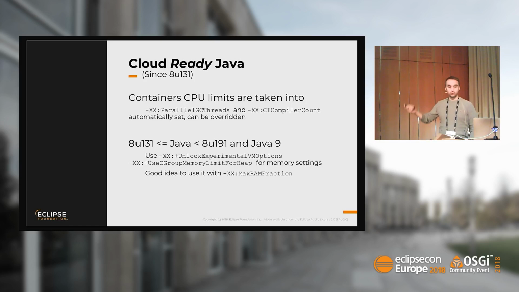If you use a Java version between 8u139 and 191, or Java 9, you can also enable your JVM to detect the memory settings of your containers. So if you limit the container to use only 1 GB of RAM, with those options your JVM will also detect that it runs in a container with only 1 GB of RAM. A good idea is to specify this option to tell your JVM to only use a fraction of this RAM for the heap, because of course the JVM is not only about heap, it also uses native memory. So you want to assign only a given fraction of the RAM to the heap.